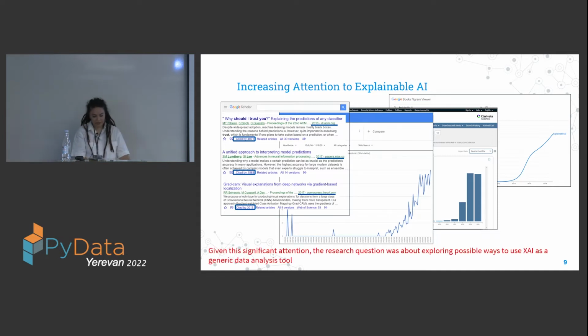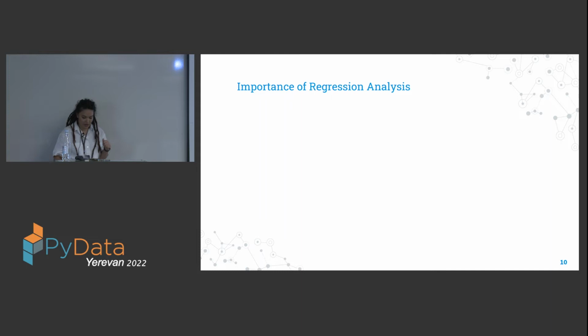So, having this increasing attention towards explainable AI, the research question was: is there a way to utilize these explainable AI techniques as a generic data analysis tool, and how can we benefit from this? Before exploring explainable AI techniques and understanding how we can use them, let's first understand what the usual data analysis tools used in the literature nowadays are.